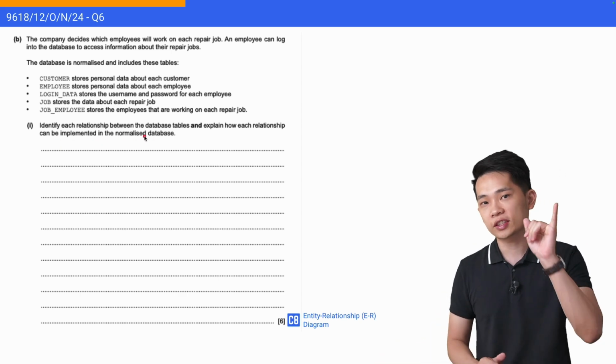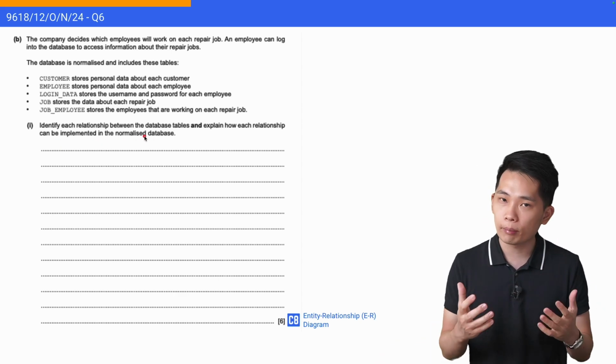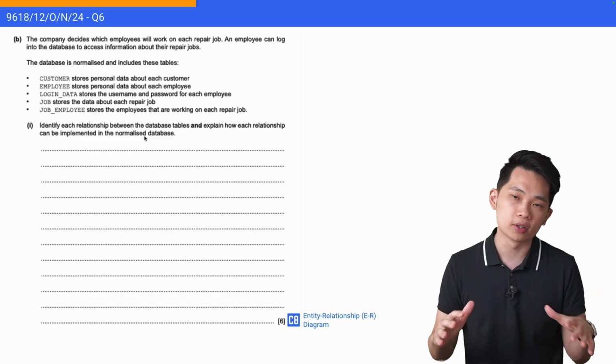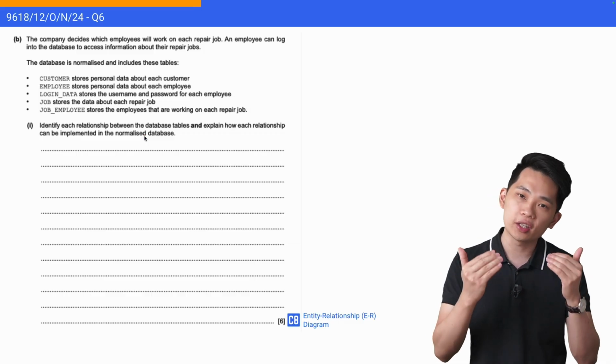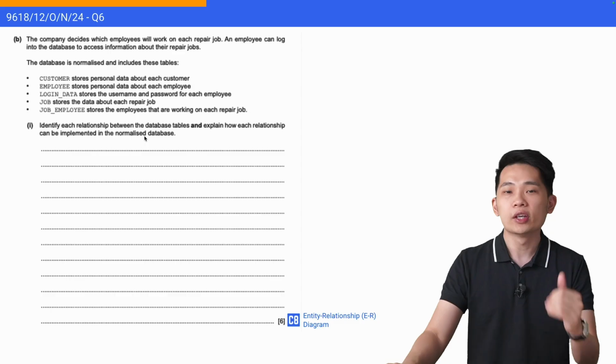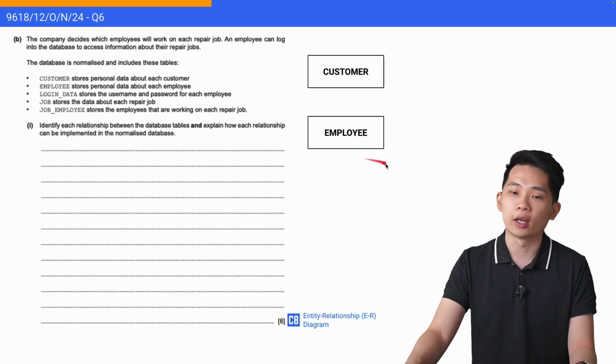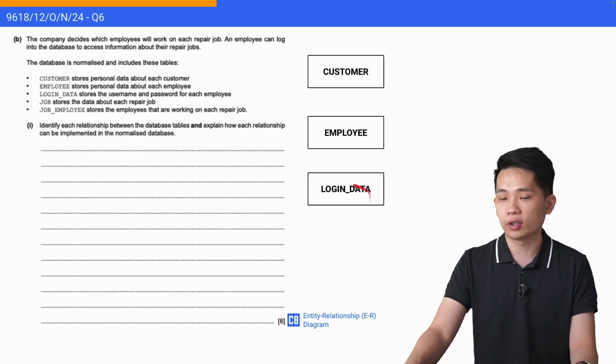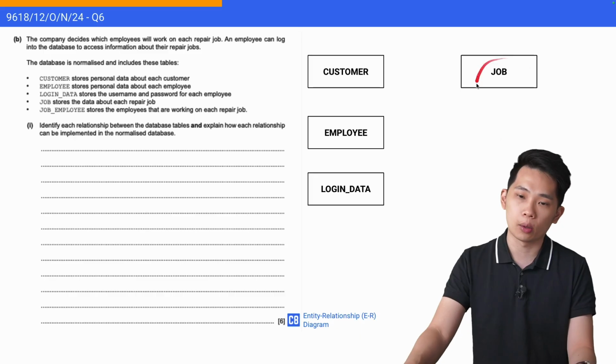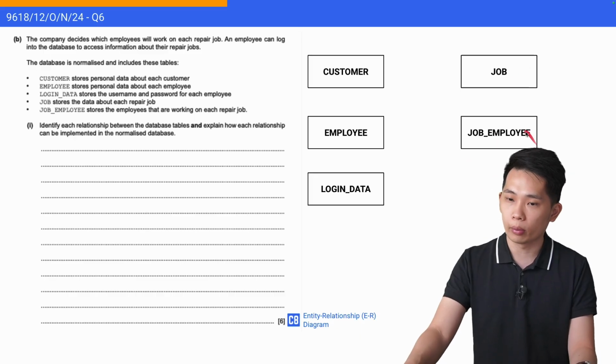To get full 6 marks for this question here, we can start by drawing the ER diagram for all the tables first. Then we can just convert the ER diagram into sentence form. So first we have customer table, then we have the employee table. Next we have the login data table, and then we have the job table. And finally we have the job employee table.